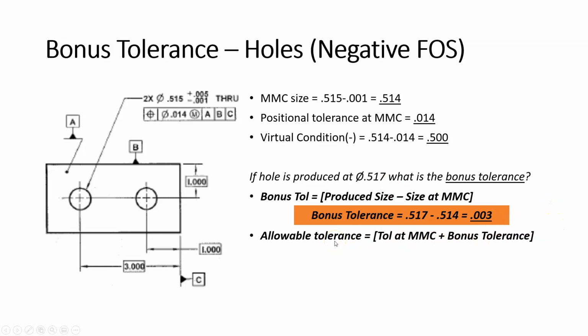What is the allowable tolerance then? All right, so the allowable tolerance is basically the geometric tolerance for that produced feature. And that's going to be equal to the tolerance at MMC plus the bonus tolerance. The tolerance at MMC is 0.014, 14 thou. The bonus tolerance, well, we just calculated that at 3 thou. And so the allowable tolerance is 14 thou plus 3 thou equals 17 thou.